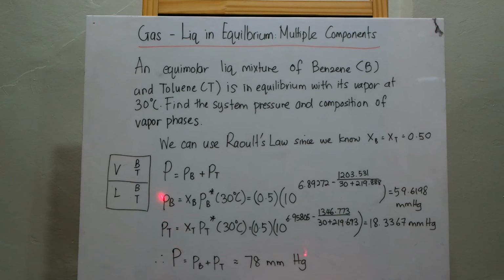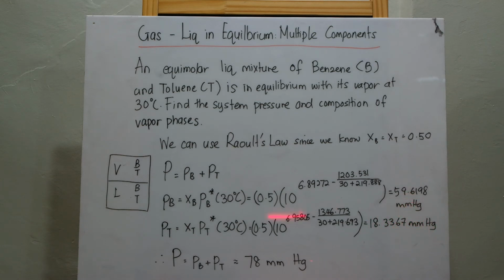Then, because to find P, the system pressure, we need PT as well, we have to find the partial pressure for T. The partial pressure of T is the mole fraction of T, which is also 0.5 because of equimolar, times the vapor pressure of T at the system temperature, 30 degrees C. This is from the Antoine equation. Once we do this calculation, we obtain the partial pressure of T, which is 18.3367 millimeters of mercury.